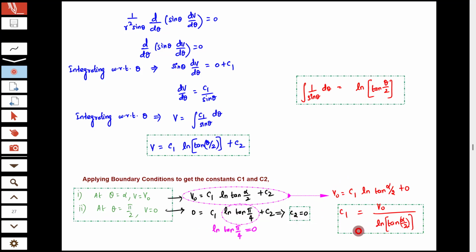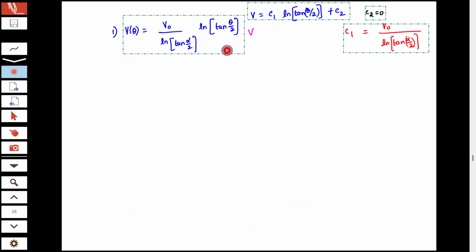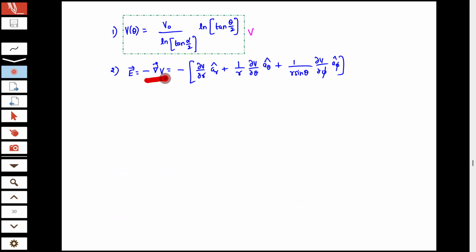Now we have c2 and c1. We can apply these two constants in this expression for v to get potential v as a function of theta. So applying this c2 and c1 in the expression for v, we will get v of theta as here. Now we have to estimate the electric field intensity vector, which is the negative gradient of potential. This is the negative gradient of potential in spherical system of coordinates.